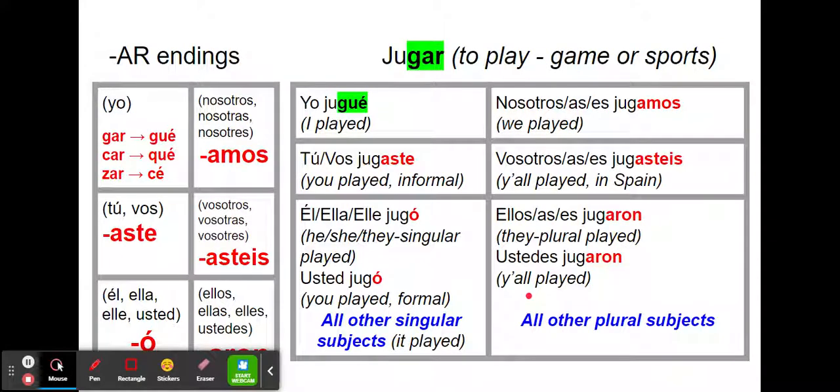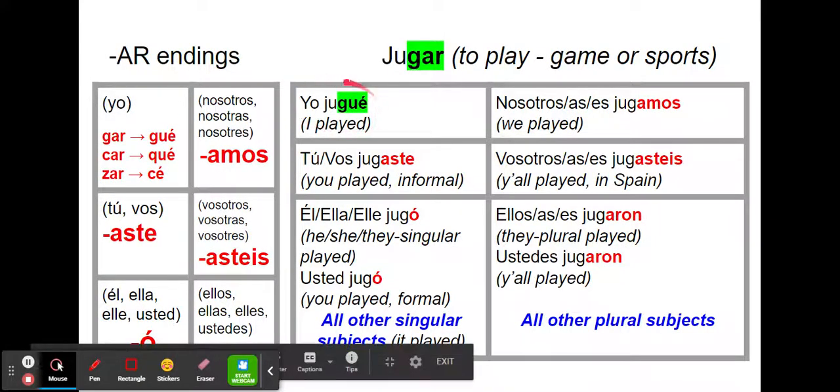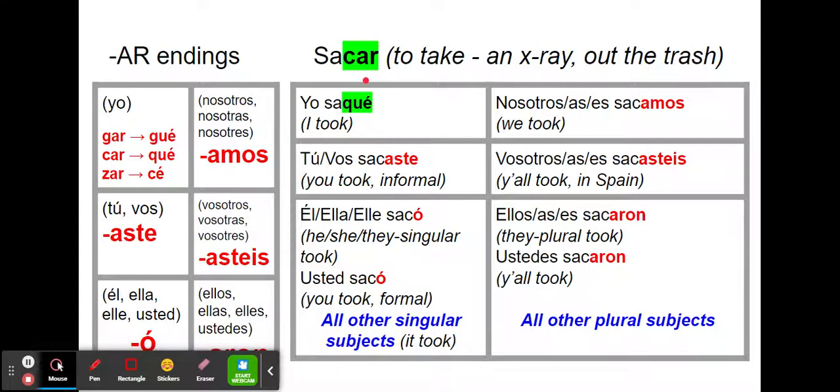The only place there's an irregularity is in the yo form. After that, you just conjugate things normally. Let's look at a CAR verb, car. So let's look at the verb sacar. We use sacar with an x-ray or taking the trash out, sacar una radiografía, sacar la basura. And in the yo form, that CAR is what changes. So over here we see that in the yo form, CAR changes to QUÉ with an accent mark.